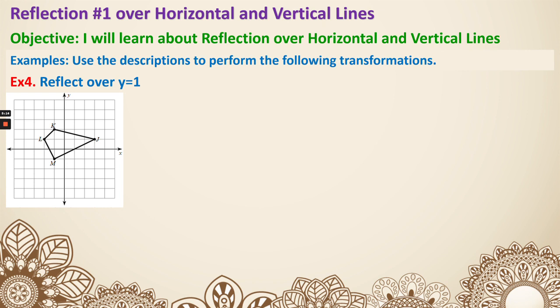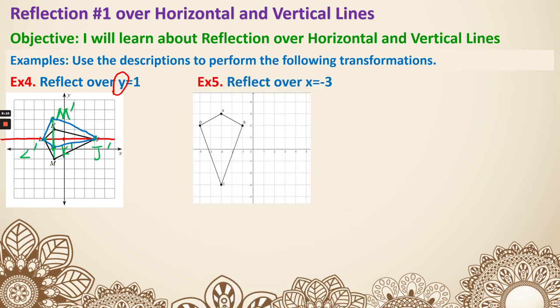Example 4, reflect over y equals 1. Let's draw the line of reflection right here, because y equals 1 means it is going through the y-axis at 1. Now it's time to draw some helping lines. K is 1 away, extend 1 more, so that is my K prime. Then M is 2 away, extend 2 more, so that is my M prime. Now, L is already on the line, so that means it is 0 away from the line of reflection. Then if you extend 0, it's going to remain the same point. J, same thing, it is 0 away, so it's going to be the same point. Lastly, we just need to connect everything. M prime to L prime, M prime to J prime to K prime, and K prime to L prime. That is my new shape.